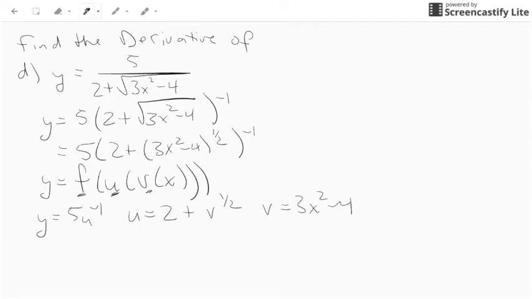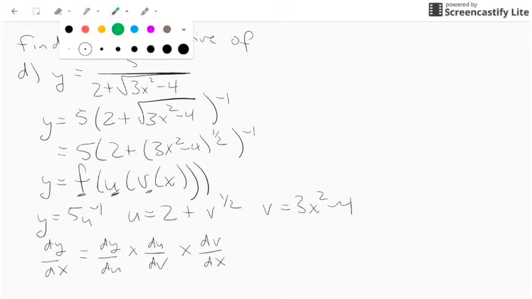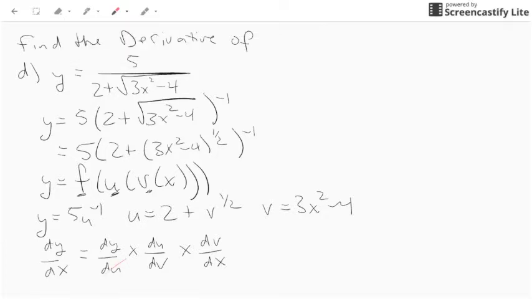And there we go. So now, to find the derivative of y with respect to x, that is going to equal dy by du multiplied by du by dv multiplied by dv by dx. And then you see how these differentials are going to cancel, the du and the du, the dv and the dv, and you'll be left with dy over dx.